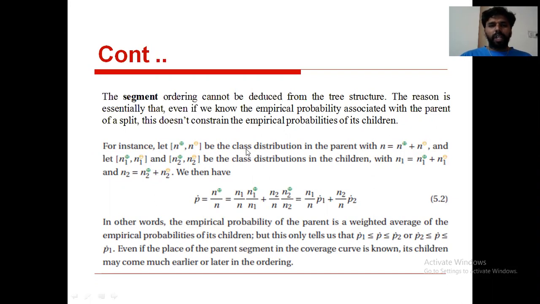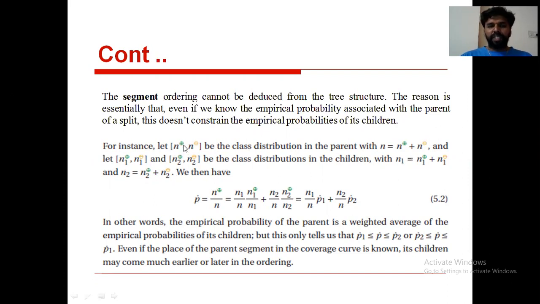Now, how do we calculate the empirical probability? I will explain how to calculate the empirical probability. Here, the empirical probability is represented by the character P. Suppose the instances have two classes, one positive and another negative.